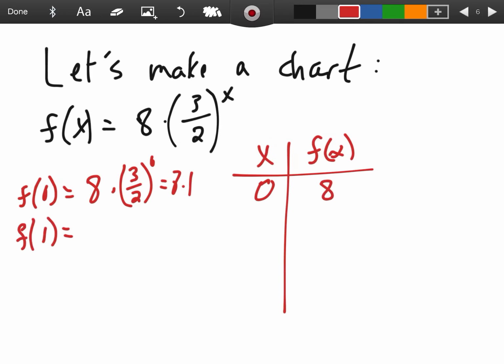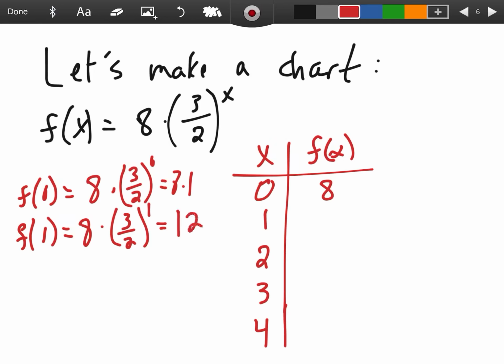Let's do f of 1. Okay, let's just go up to, let's say 4. Okay, things could get a little bit messy. Now, this is going to be 8 times 3/2 to the first power. Okay, well, 8 times 3/2 to the first power, that's just 8 times 1.5. Well, 8 times 1.5 is going to give me 12.